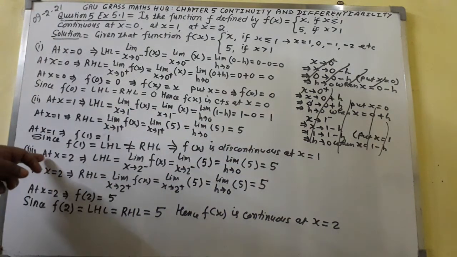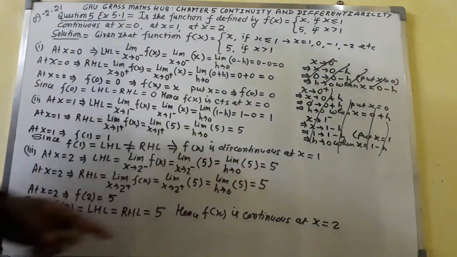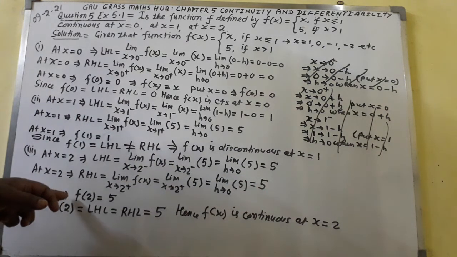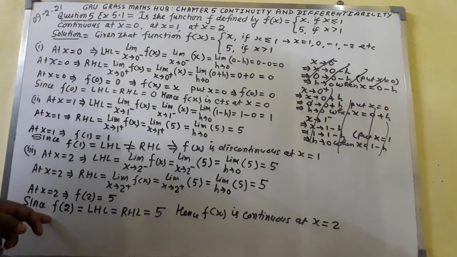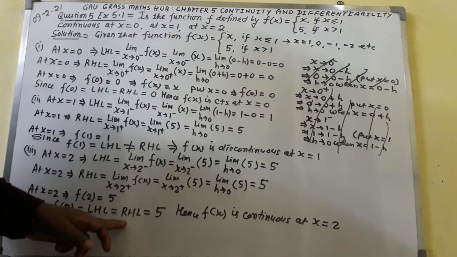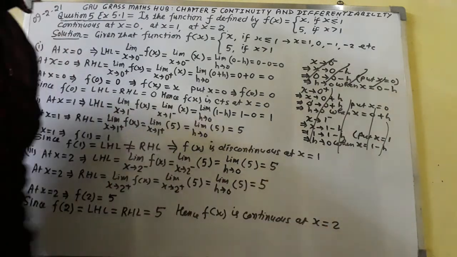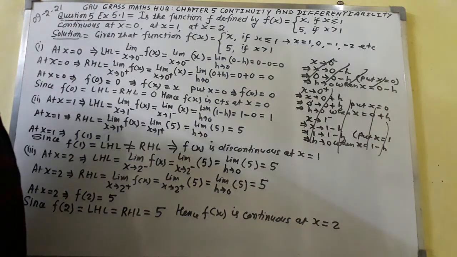And the third case is at x equal to 2: left hand limit you have got 5, right hand limit you have got 5, and also f of 2 you have got 5. That's why, since f of 2 equal to left hand limit equal to right hand limit equal to 5, f of x is continuous at x equal to 2. This is the proper explanation and solution of question number 5, exercise 5.1, from chapter 5, continuity and differentiability of NCERT 12 mathematics.